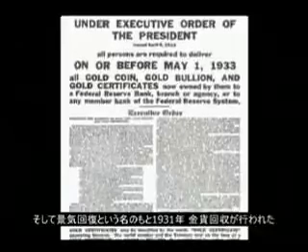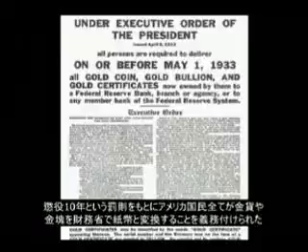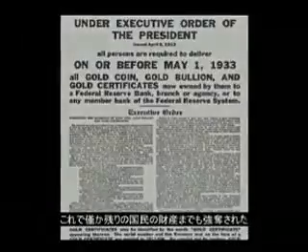Under the threat of imprisonment for 10 years, everyone in America was required to turn in all gold bullion to the Treasury, essentially robbing the public of what little wealth they had left. And at the end of 1933, the gold standard was abolished.